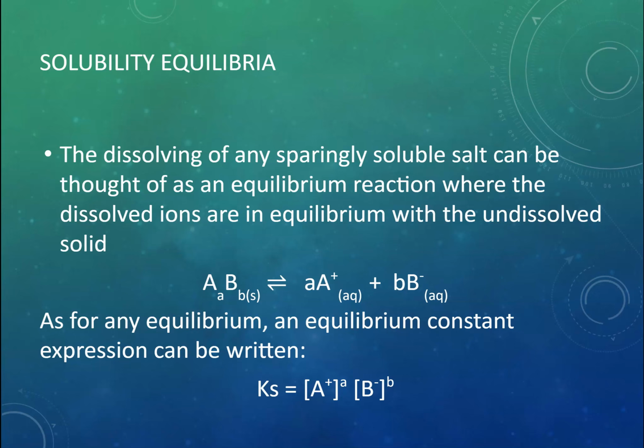Now the equilibrium constant is of course the concentration of the products divided by the concentration of the reactants, but we don't include solids or pure liquids in the equilibrium constant expressions because their concentrations are constant. So in this case, we simply have the concentrations of the products multiplied by each other, which is why we call it solubility product, because they're multiplied together.